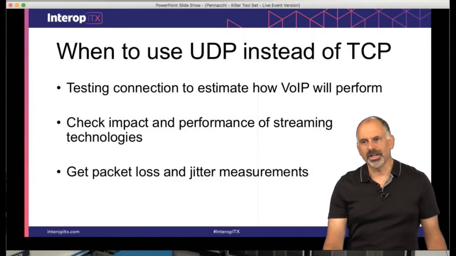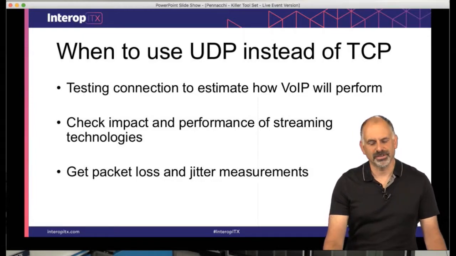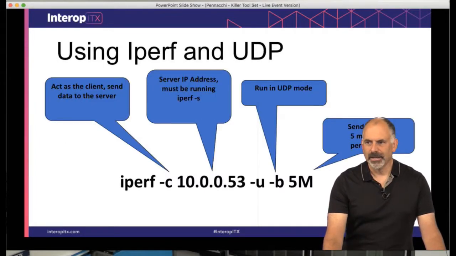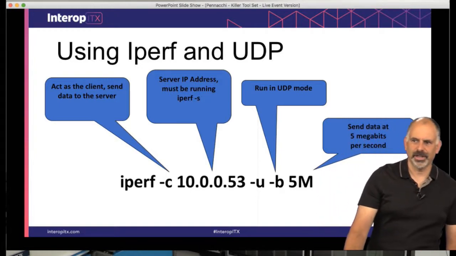So when do I use UDP instead of TCP? When I'm doing things like checking VoIP. Okay? Here's some different parameters.